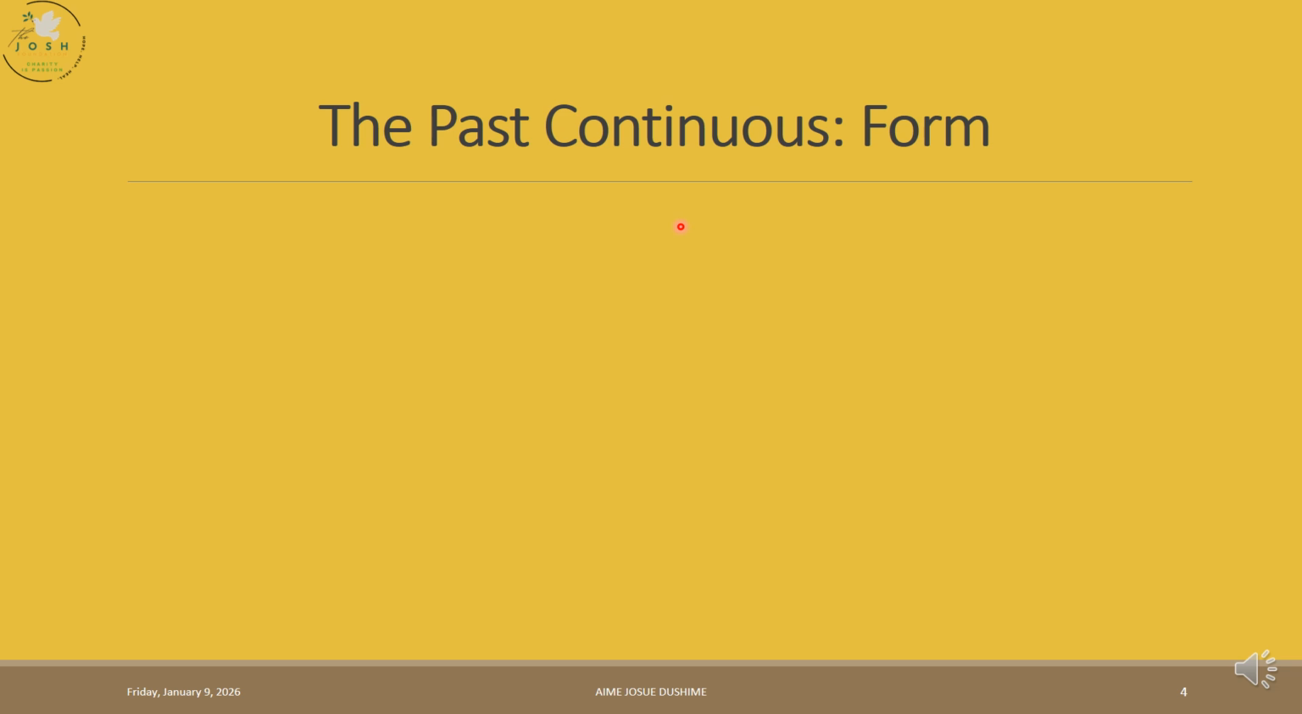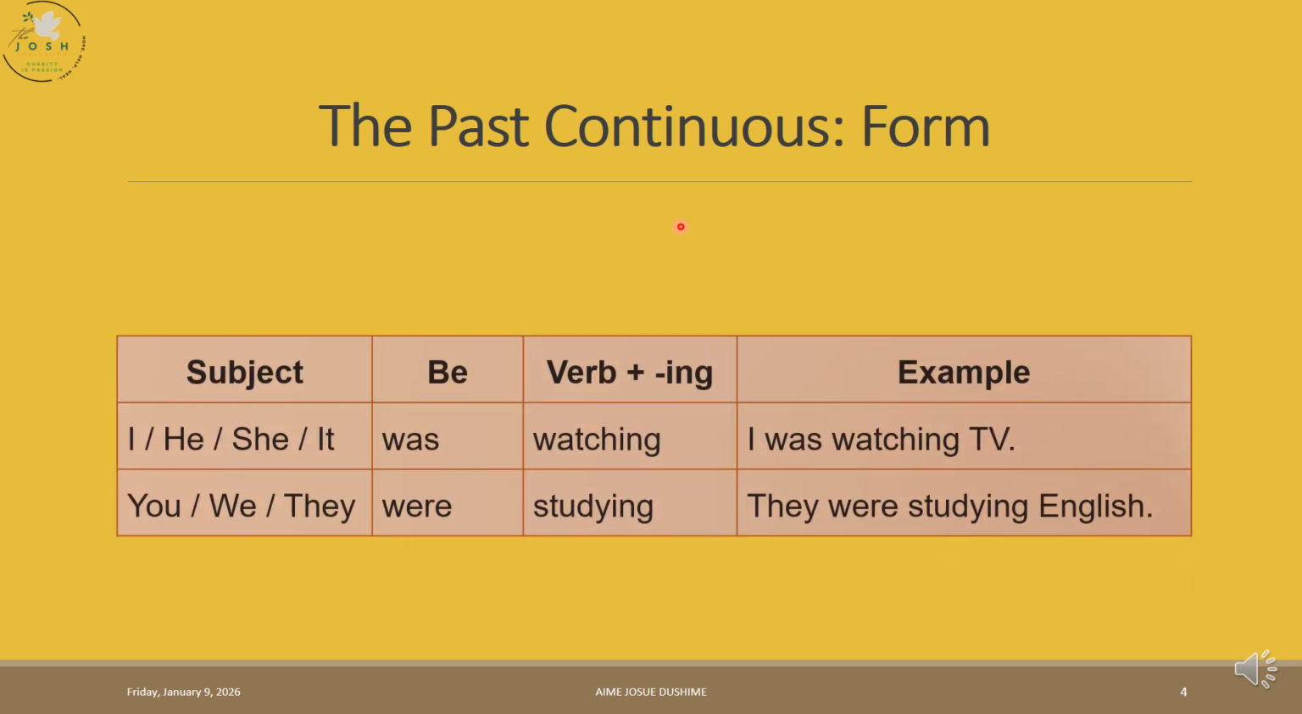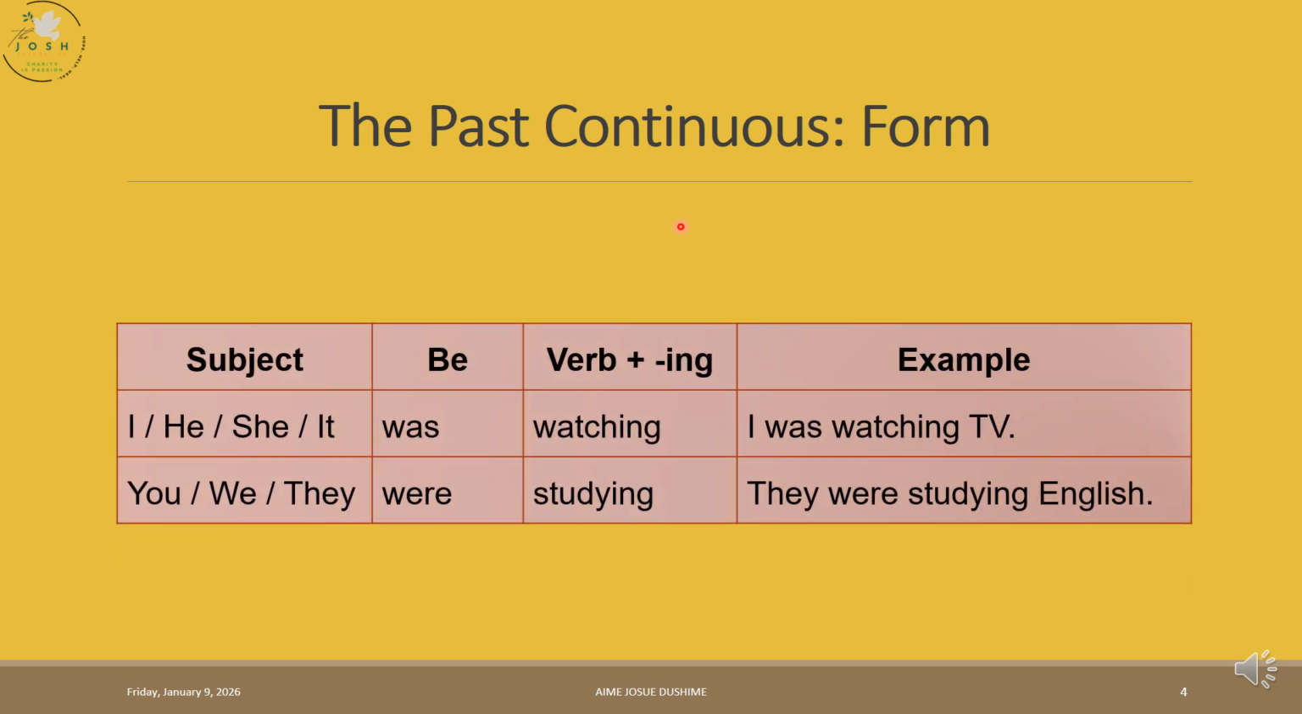When we go now into the past continuous, the form of past continuous focuses on the actions which were going on but in the past, at the past time. When we say I, he, she, it, it goes with the verb to be, was. You, we, they, go with the verb to be in the form of were. Then the verb should be in ing form. The structure is subject plus was or were.